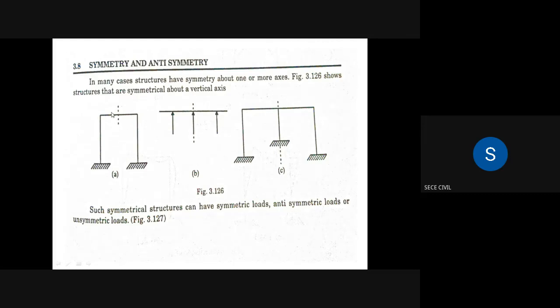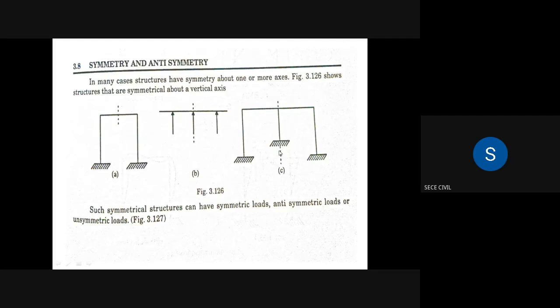And if the loadings are also placed evenly, then the type of frame is a symmetric frame. So this figure A is symmetric, and B is also a symmetric one. In many cases, structures have symmetry about one or more axes. This shows that the structure is symmetrical about the vertical axis. Here we are dealing with the symmetric axis only, so these frames are symmetrical about the vertical axis.